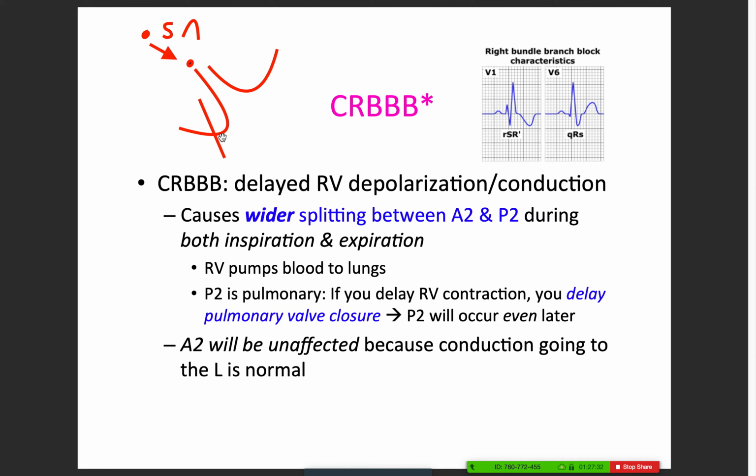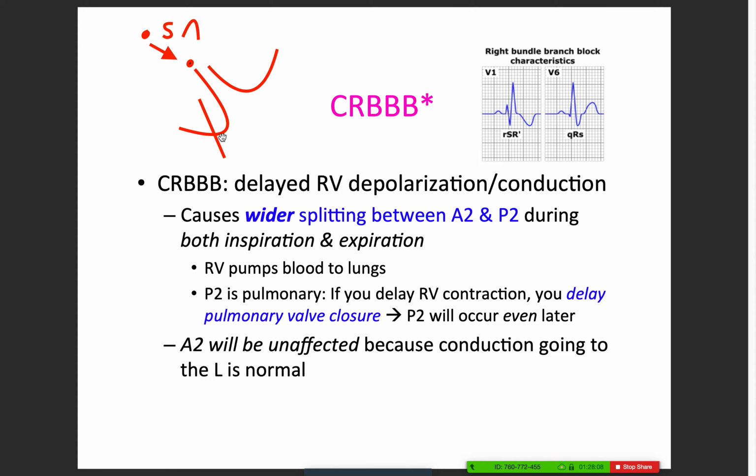Okay, so now we have a situation where the muscle of the right side of the heart is not contracting at the right time it's supposed to. It's taking a lot longer. So now, instead of having our A2 and P2, I don't know if you can see my hands, but instead of having our A2 and P2 like this, now that pulmonary is getting even more and more delayed because the conduction is just not getting there. It's taking a lot longer. And so now, instead of having a split on inspiration that looks nice and tight, now we have a wide split of A2 and P2, okay?